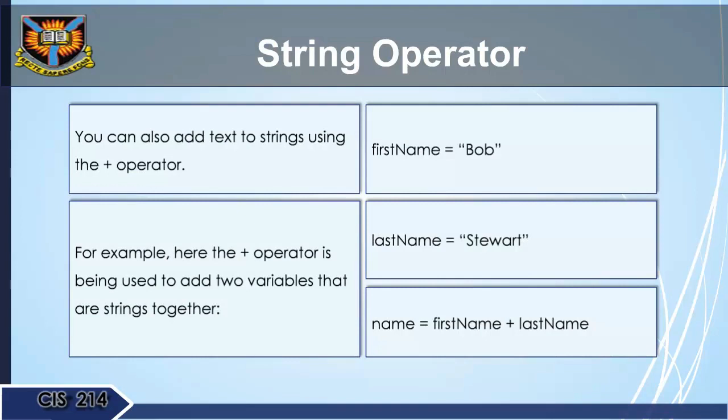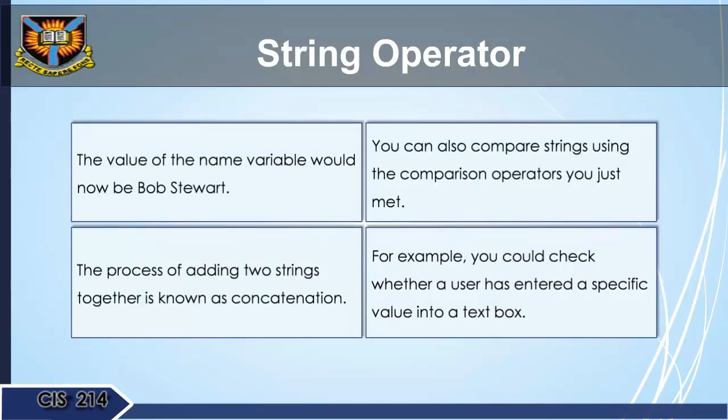String operator. You can also add text to strings using the plus operator. For example, here the plus operator is being used to add two variables that are strings together. First name is equal to Bob. Last name is equal to Stewart. Name is equal to first name plus last name. The value of the name variable would now be Bob Stewart. The process of adding two strings together is known as concatenation. You can also compare strings using the comparison operators you just met. For example, you could check whether a user has entered a specific value into a text box.